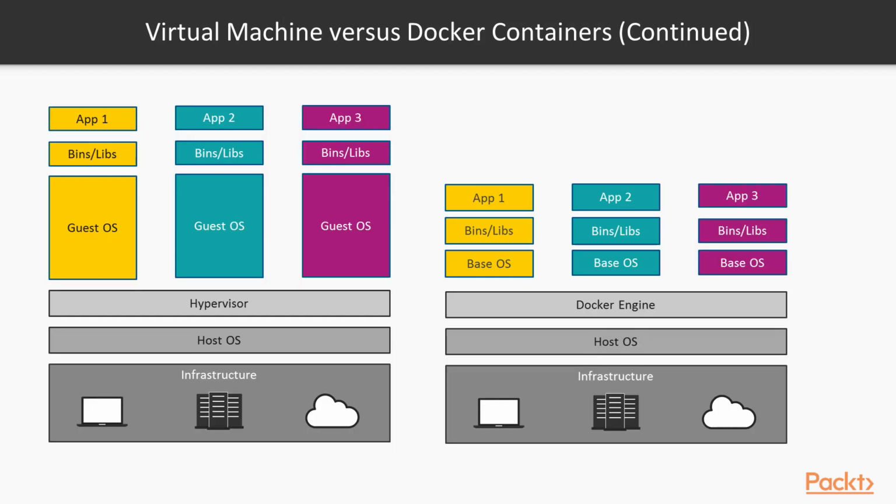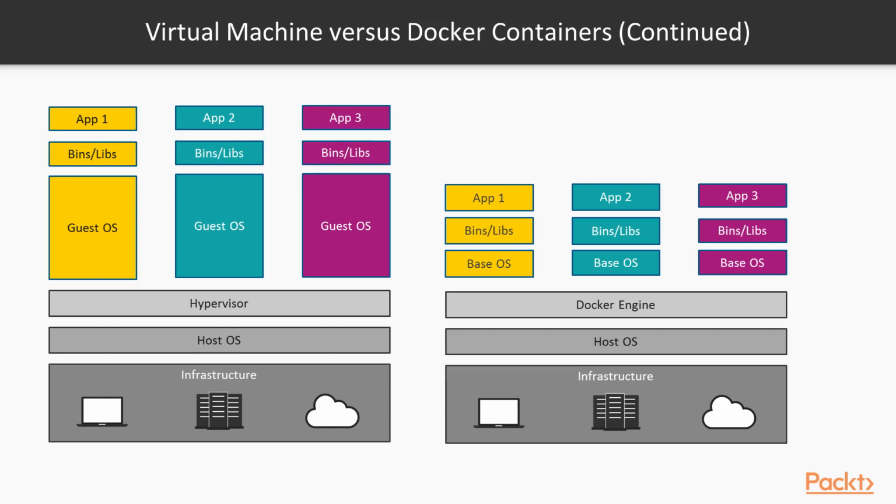So let's see a pictorial representation of virtual machines and Docker containers. In case of virtual machines, we would have the underlying infrastructure. We would be having a host operating system, and then on top of it, to virtualize the hardware, we would be having a hypervisor. And each virtual machine would have its own guest operating system, which would be a full-fledged operating system, and the applications, libraries, and binaries.